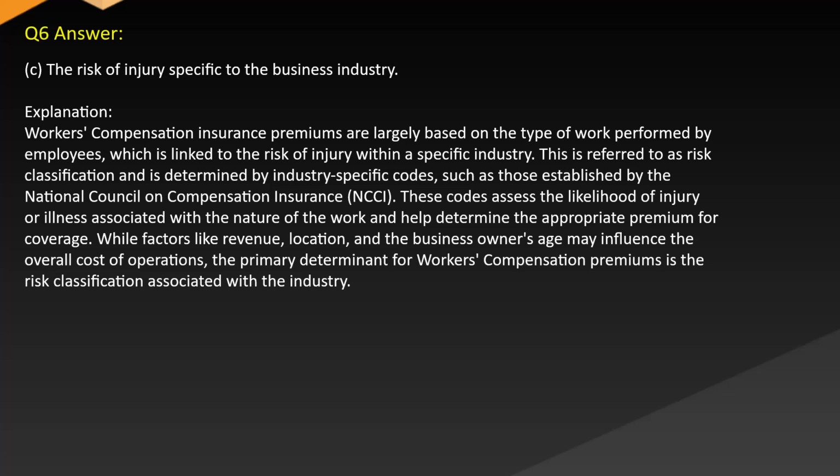Explanation: workers' compensation insurance premiums are largely based on the type of work performed by employees, which is linked to the risk of injury within a specific industry. This is referred to as risk classification and is determined by industry-specific codes, such as those established by the National Council on Compensation Insurance (NCCI). These codes assess the likelihood of injury or illness associated with the nature of the work and help determine the appropriate premium for coverage, while factors like revenue, location, and the business owner's age may influence the overall cost of operations. The primary determinant for workers' compensation premiums is the risk classification associated with the industry.